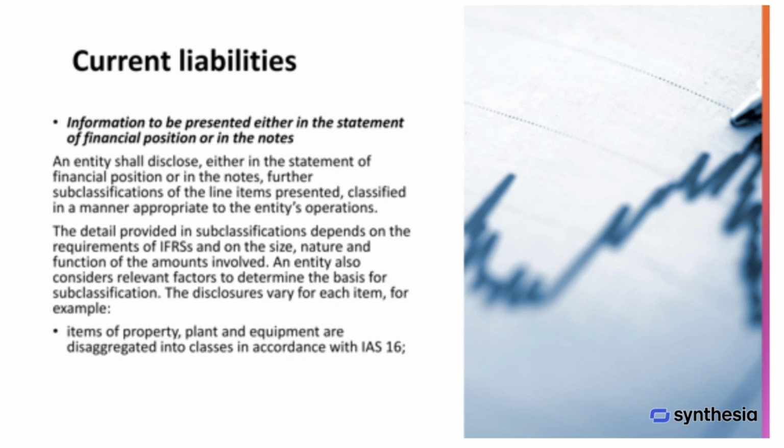An entity is required to disclose further subclassifications of the line items presented in its statement of financial position or in the notes, based on a classification that is appropriate for its operations. The level of detail in these subclassifications is determined by the requirements of IFRSs and the size, nature, and function of the amounts involved. The disclosures may vary for each item. For example, property, plant, and equipment are disaggregated into classes as per IAS 16.